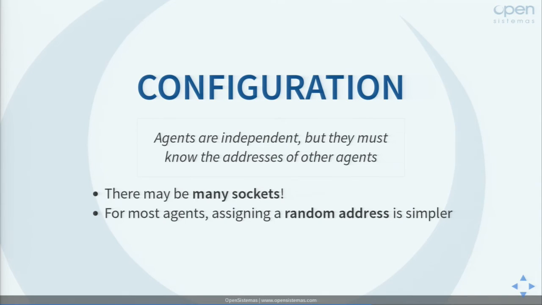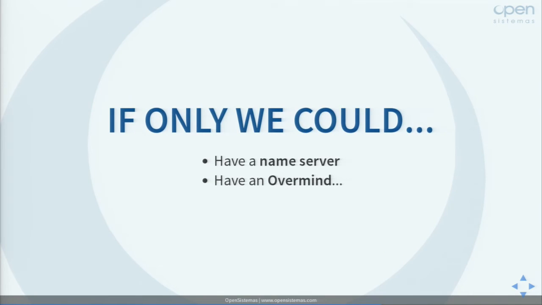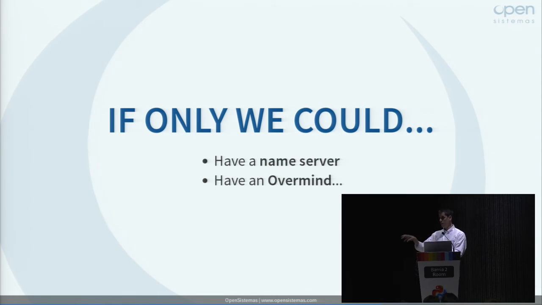Configuration, I said it was pretty simple, so how? We know that the agents are independent, but they must know the addresses of other agents if we want to connect them. Okay, so at the end there may be many, many sockets. So perhaps creating a configuration file would be too tedious, too complex. We are not interested in that. And in fact, for many agents, or for most of them, assigning a random address is perhaps simpler and more convenient. We just don't care which address this agent is binding to. So if only we could, it's just an idea, have something like a name server, like an address book, where we can register all these agents, have something like an overmind, an entity that was able to know the addresses that the agents are bound to in order to send them to other agents that are going to connect to the first one. So is this possible?